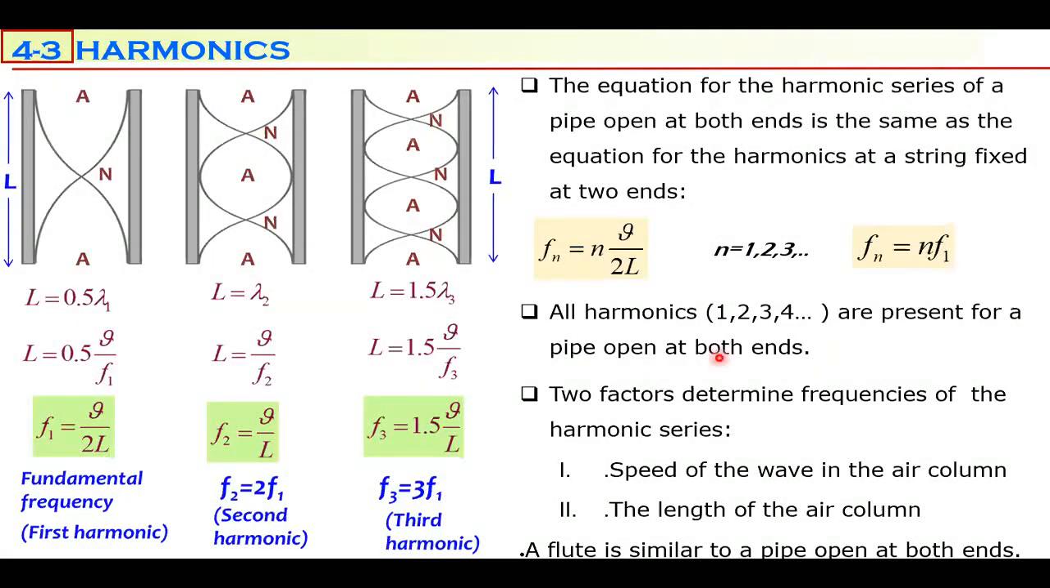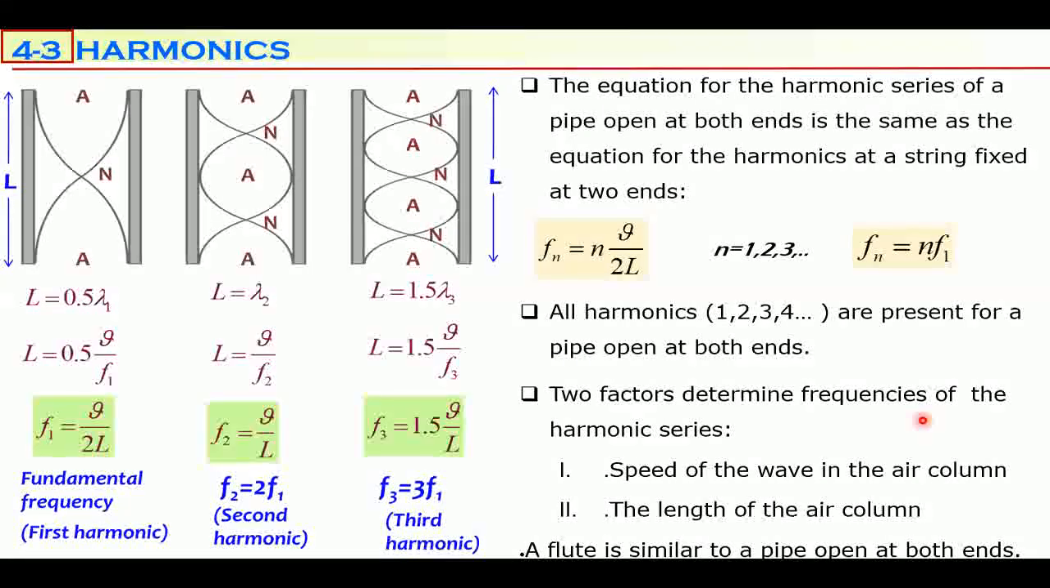And two factors again determine the frequency of the harmonic series. One of them is again the speed of the wave inside the pipe, which is normally air. Inside there is air. And of course, the length of the pipe. So you can change the length of the pipe. There are some openings. You can press your finger, close these openings and open these openings, which are called keys. And you can make the pipe longer and shorter, and then you can change the frequency of the sound produced by this device.